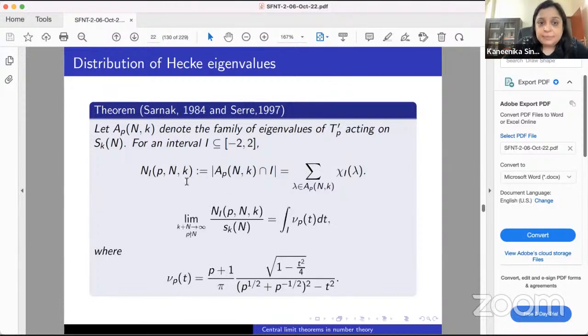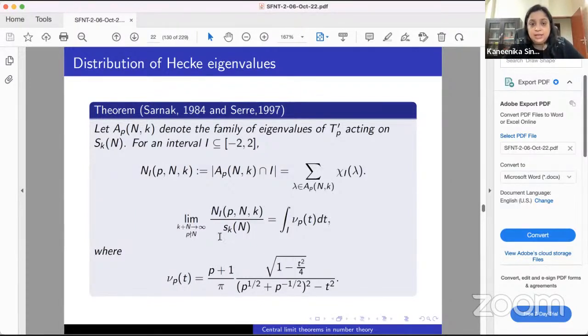So the theorem of Sarnak and Serre says that if you let your families grow, families of F_k, this S_k of N, if you let the dimensions of these families grow to infinity, then the proportion of these eigenvalues that lie in a fixed interval is asymptotic to the measure of the interval I, and the measure here is defined in terms of your prime P. This is what is called the p-adic Plancherel measure. So it depends on the prime P.